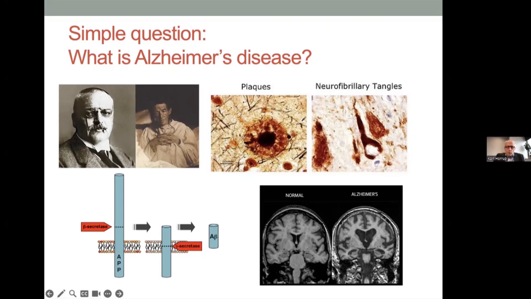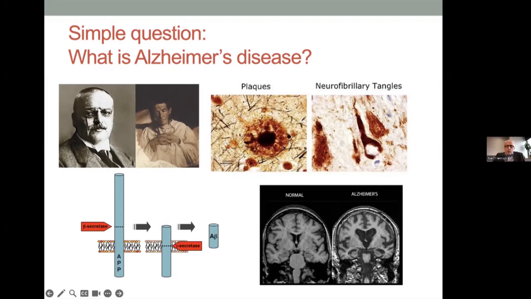So he used what were then very modern silver staining techniques to stain the brain, and he saw what for him were abnormal deposits that he called amyloid plaques, and also a ghost-like appearance of a neuron that resembled what he called a neurofibrillary tangle or miliary tangle.